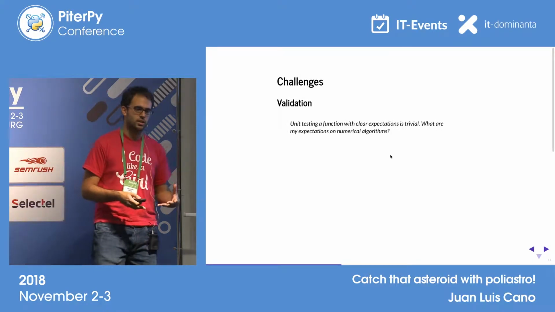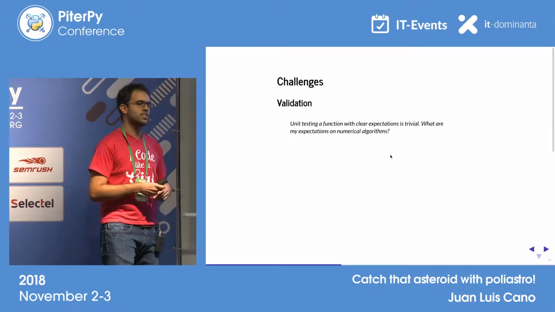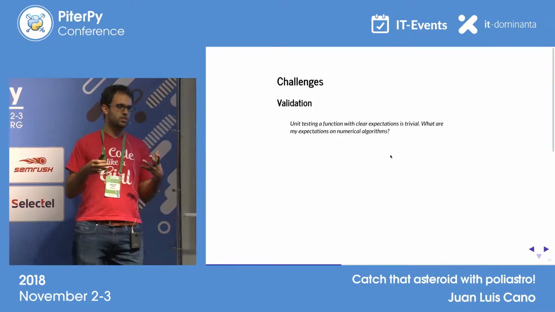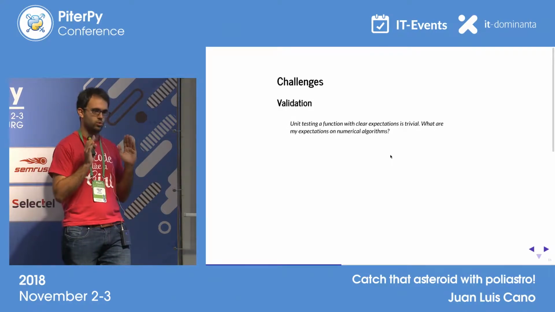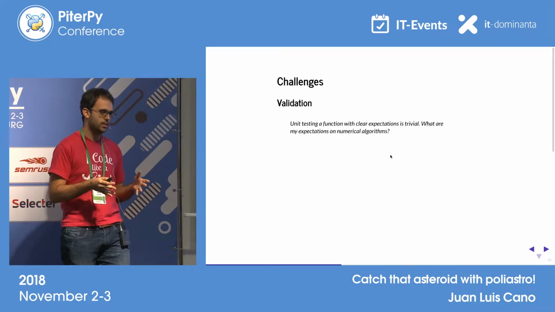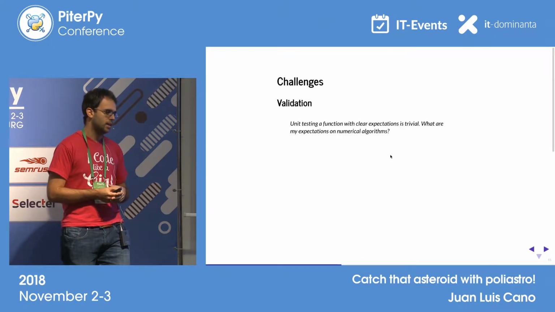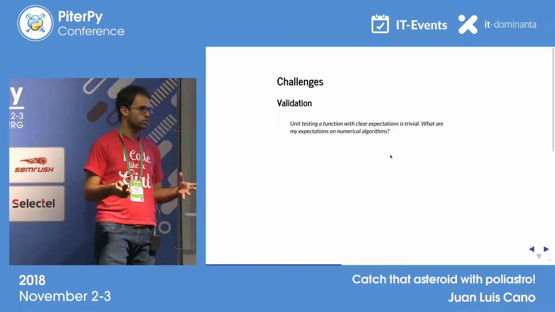So now let's talk about the challenges. And the first one that I have is validation. Unit testing a function with clear expectations is very easy. If you expect a function to return an object like this, and this object should have this state and these properties, etc., then you test for that, and that's right. It can get more or less complicated, but most people know how to do it.